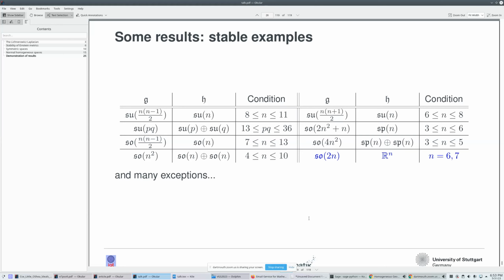Paul? Yes. Hi. Can your algorithm work also with the trivial representation? With trivial representation, you mean like the Laplacian on functions? Yeah, no. I mean the Fourier mode associated. Oh yeah, of course.